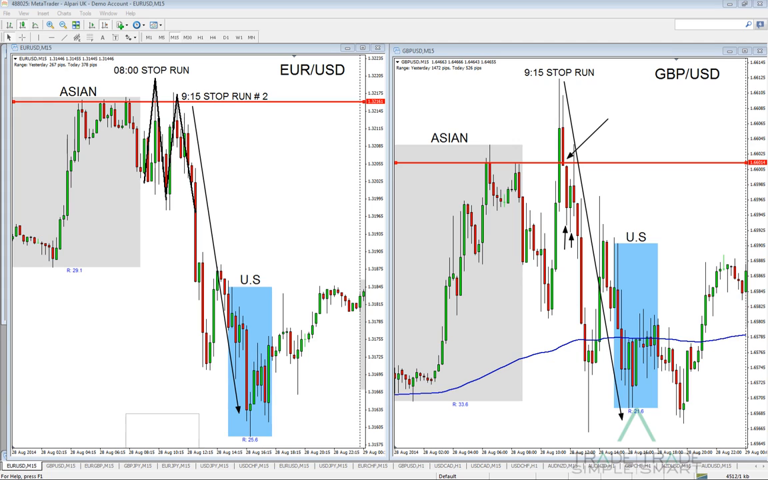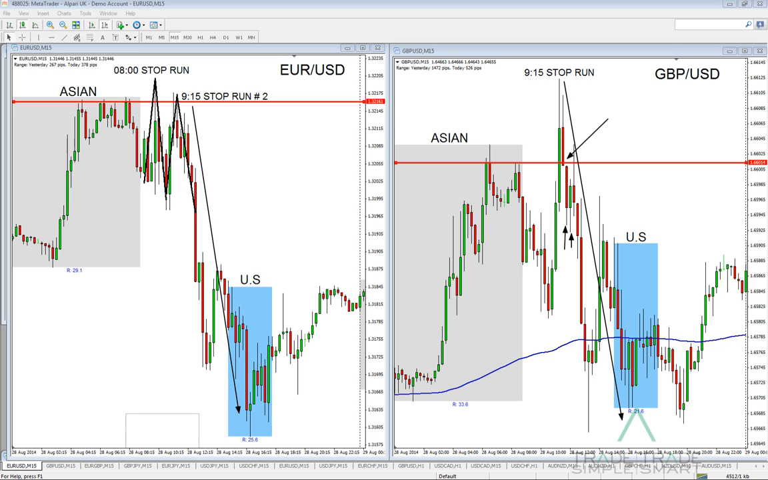In this example, you saw we had a stop run at 8 o'clock on the euro dollar, but we didn't have one on cable or the sterling against the dollar. But then we had the second leg of the M formation come back up and test the highs, and this correlated with the stop run on the sterling against the dollar.